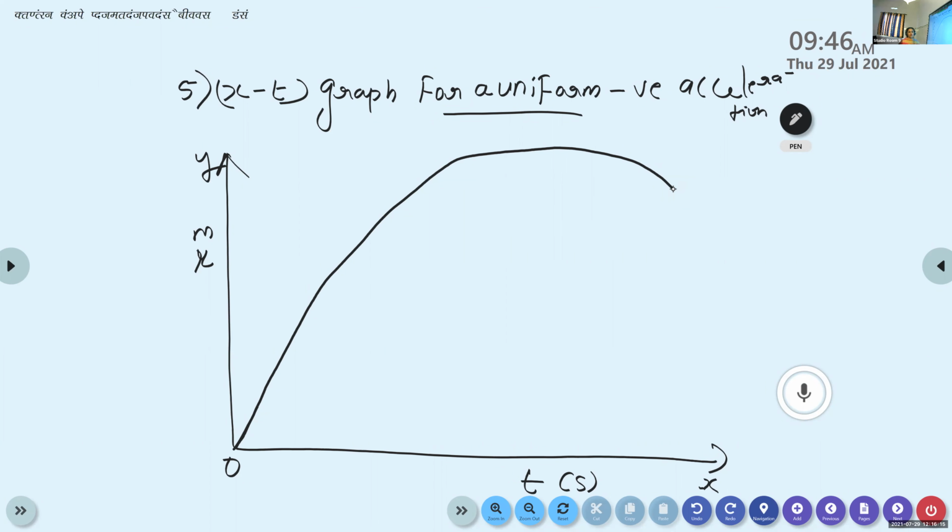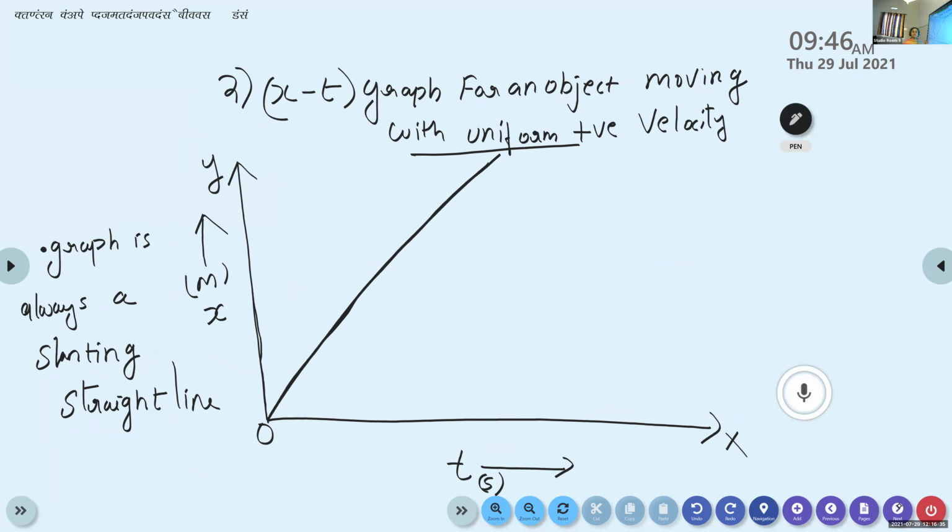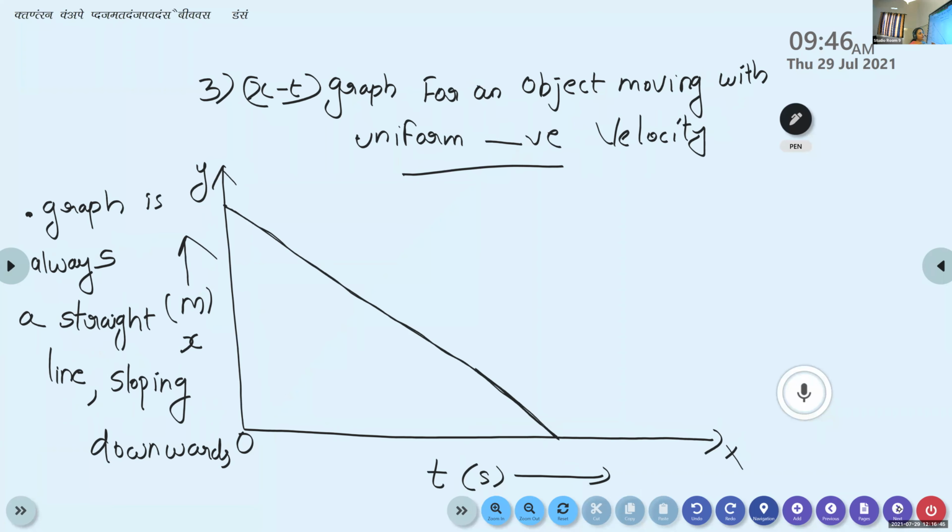Now we are going to discuss the uses of this position time graph. So you must be familiar with all the shapes. The first case is position time graph for an object at rest. It is a straight line parallel to the time axis. The next case, for uniform velocity, the position time graph is a straight line. It is a slanting straight line for uniform positive velocity. For uniform negative velocity, it is a straight line sloping downwards.